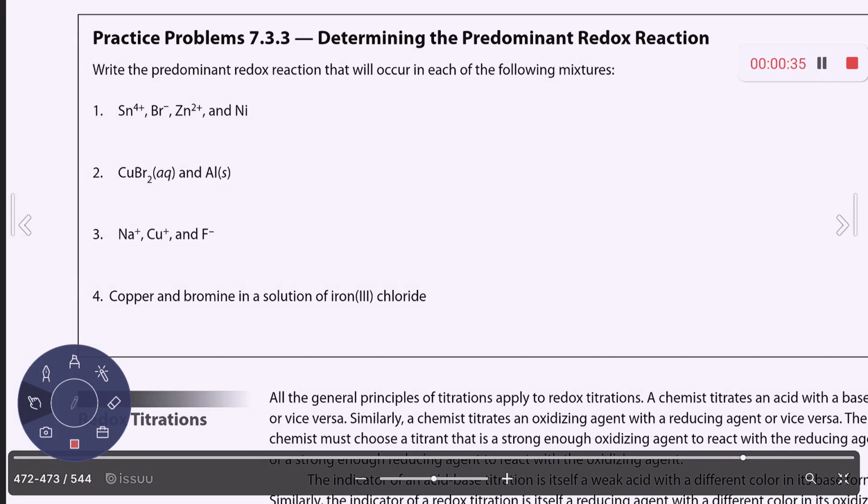And let's take a look at number 1, okay? So here it says, write the predominant redox reaction that will occur in the following mixtures. Okay, look for the one that's on the top left of the table, and the one at the bottom right. And that's our winner. You tell me.